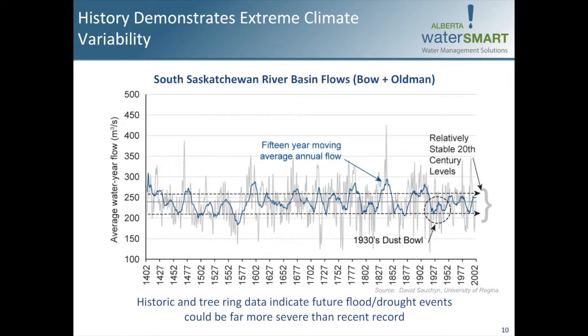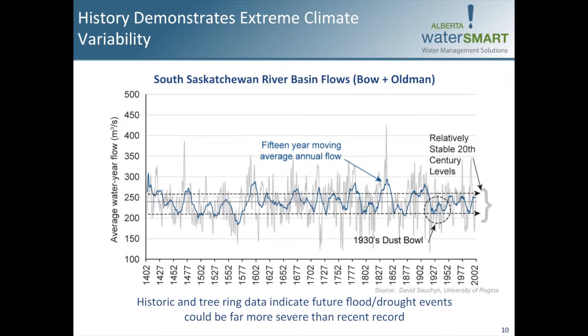So one of the drivers behind the Bow River project was recognizing that the Bow system wasn't a stable system, it was dynamic, and that the floods and droughts that we have seen in the historical record are probably not as bad as they have been in years beyond the historical record.